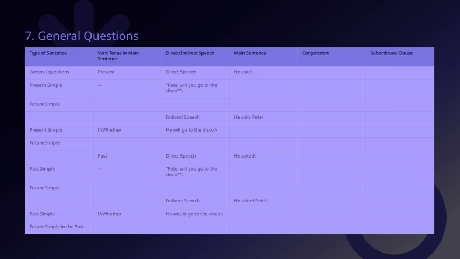So, to sum up, understanding how to handle question tenses and speech styles is crucial for clear communication, especially when reporting or transforming sentences across different contexts. This consistency helps us maintain clarity and accuracy in our language use.